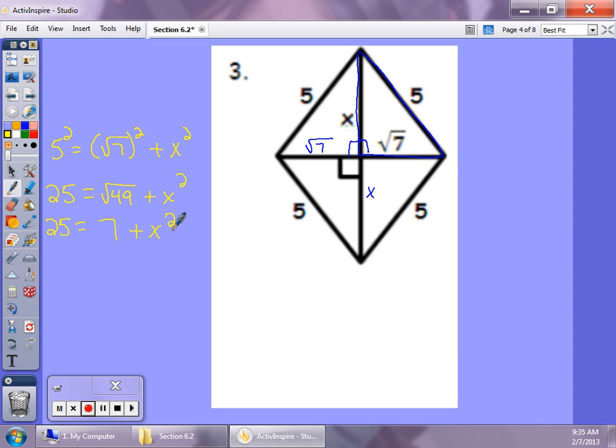So if we subtract 7 from 25, we have 18 equals x squared. And if we take the square root of both sides of the equation, we are left with root 18 is equal to x. Since 18 contains a perfect square as a factor, we're going to simplify into root 9 times root 2 is equal to x, and the square root of 9 is 3. So the value of x is 3 root 2.